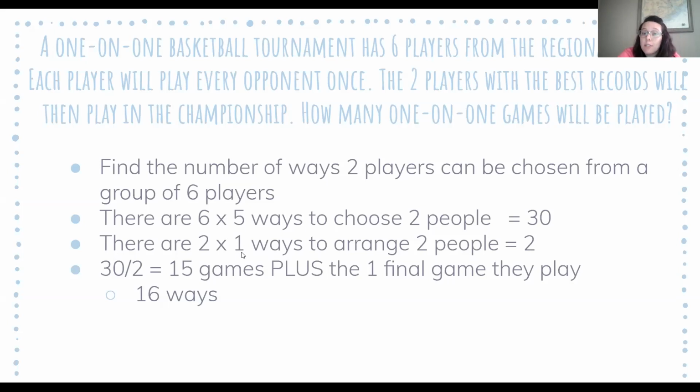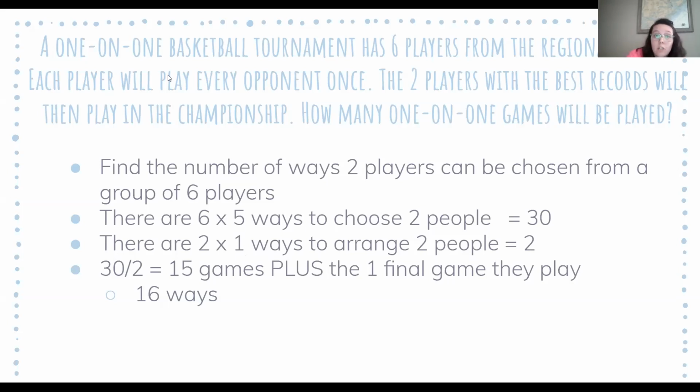And in this example, it's a little bit different. I have to add 1 to that because I'm now including the final game. So the final game isn't included in that first set. I then have 2 players that will play in the championship game. So my total number would be 16. There is another way to solve a problem like this, which I'm going to show you on the next slide. But if this makes sense to you, stick with this. So you're finding the number of the entire set, dividing by the way to arrange it, and then getting your final answer.